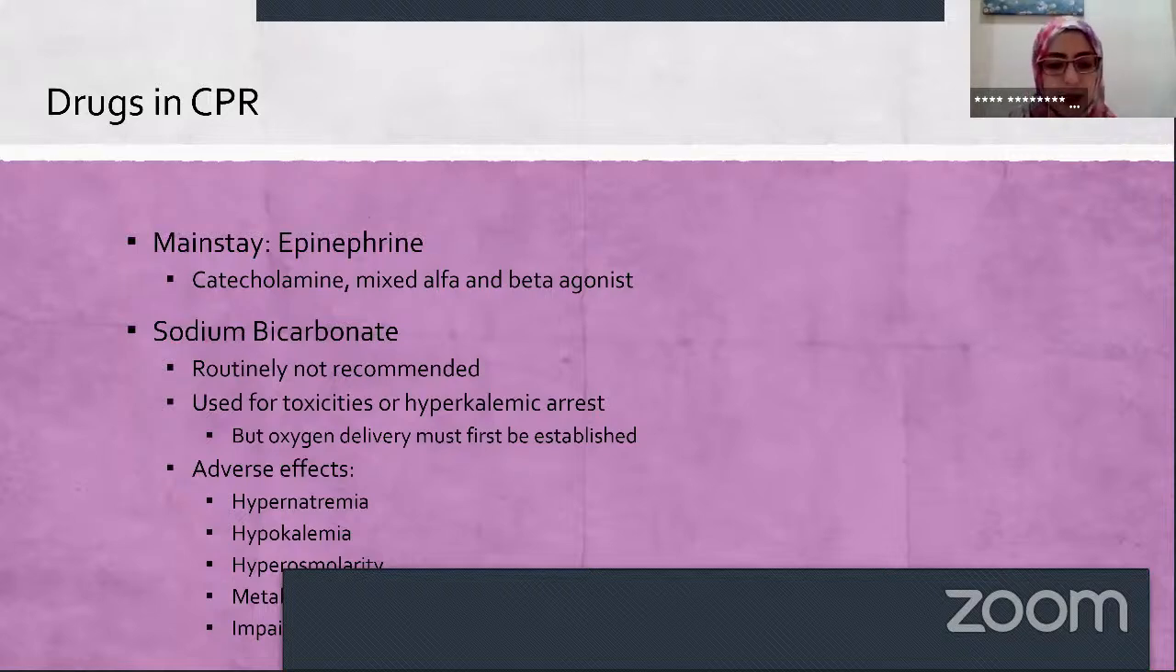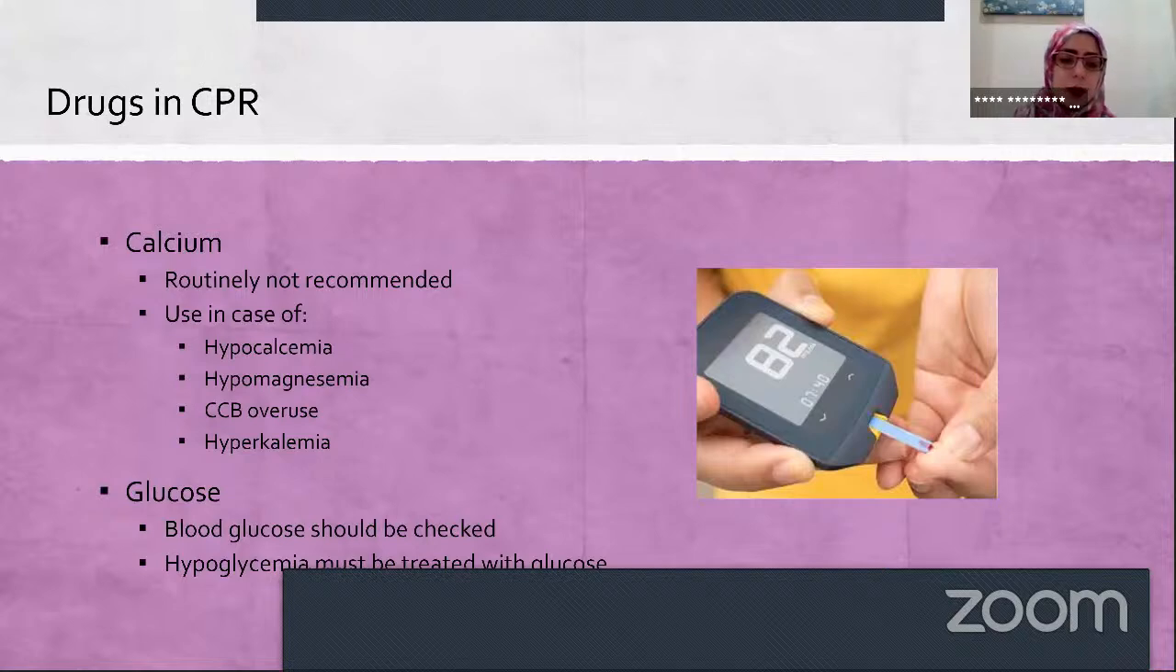This is not the first choice that we use. There are explanations in your book, but just know that it's not a routine drug. Calcium is a very important drug, not routinely recommended, but if you have hyperkalemia, for example, as I showed the rhythm to you, or hypomagnesemia, or you're sure that you have hypercalcemia, or the patient has overused a calcium channel blocker, give calcium. For glucose, you should check the blood sugar with a glucometer, and if a low glucose level is detected, then you will give glucose.